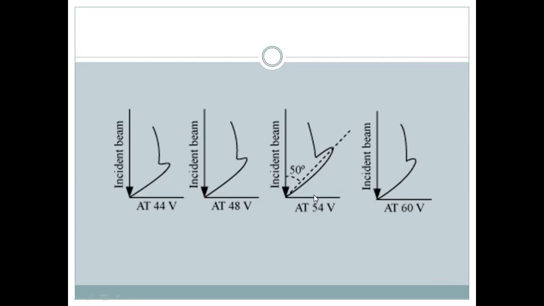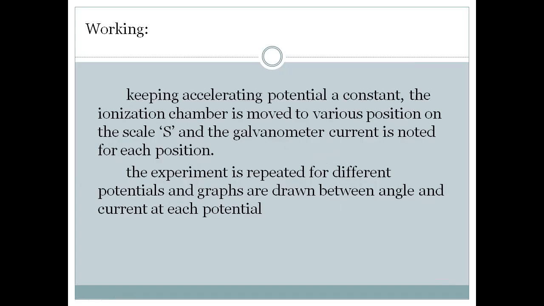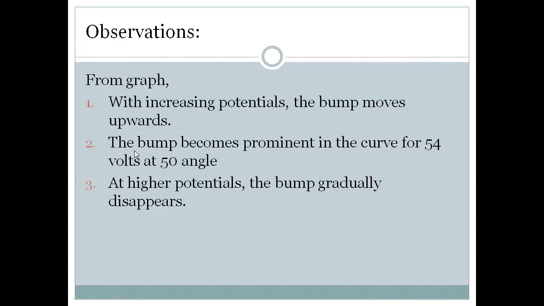Taking this as the prominent bump, they calculated the wavelength using the de Broglie wavelength and also Bragg's law. That is, one works like a wave nature, another works like a particle nature. Now the observations from the graph: with increasing potential, the bump moves upwards. The bump becomes most prominent in the curve for 54 volts at 50 degrees angle, and at higher potentials, the bump gradually disappears. These are the three observations they made from the graph.